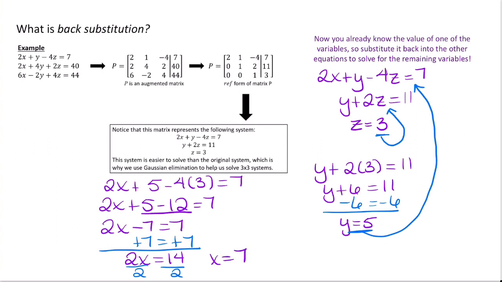Okay, so let me write my solution now as an ordered triple. So I have 7, 5, 3 as the solution to the system of equations. So that's how we take all of this and put it all together to solve the system of equations.